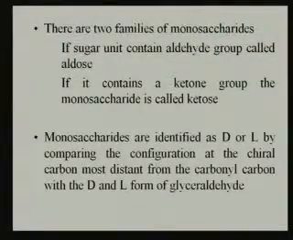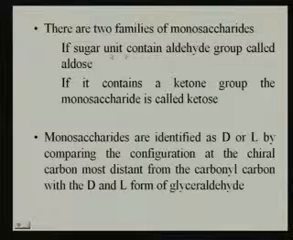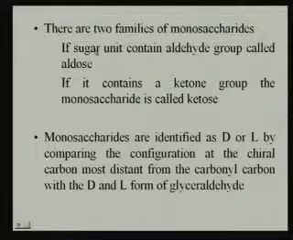Now, besides that classification, we mainly say that in monosaccharides there are two different families. In one group, the aldehydic group is present. That means in that particular group, CHO is present. Those types of sugars are called aldose sugars. In another group, the ketone group is present and we call that type of monosaccharide a ketose sugar.